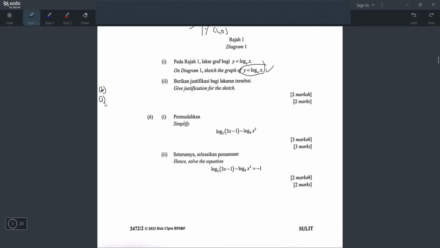So the B question 1 says simplify this thing. If you want to simplify, we have to check the log base, right? If the base is not the same, we cannot do anything. So this is base 3, this is base 9. So the first step here is to change base. Log base 3, I will leave it, and base 9 I'll change to base 3, because 3 and 9 both can change to base 3, right? So the best base to convert now is to change everything to base 3.